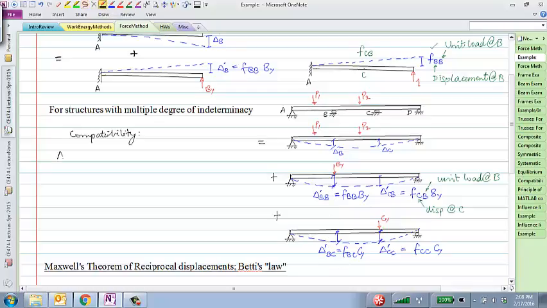So I'll write that as delta B plus FBB times BY plus FBC times CY. That total displacement has to be 0. That's compatibility equation 1. Similarly, delta C plus FCB times BY plus FCC times CY equal to 0. Those are the two compatibility equations.